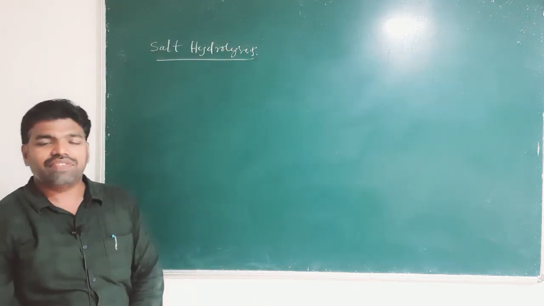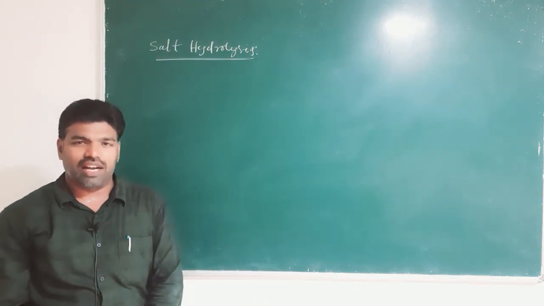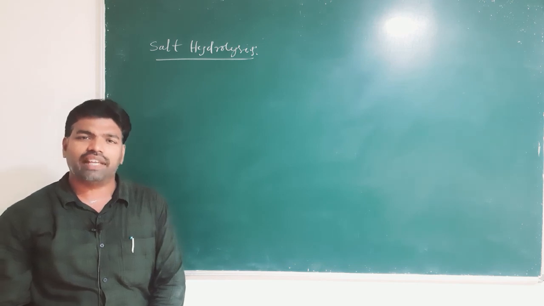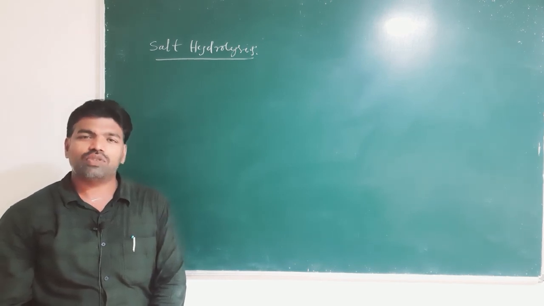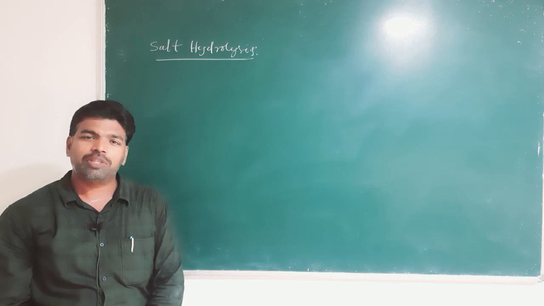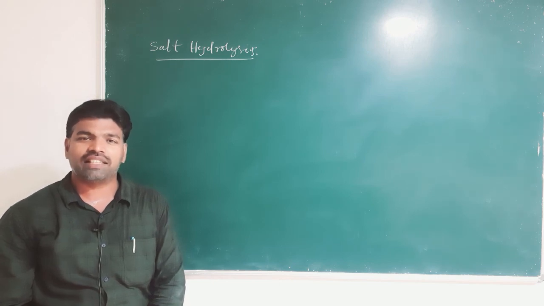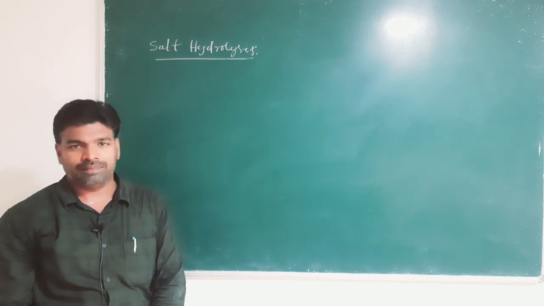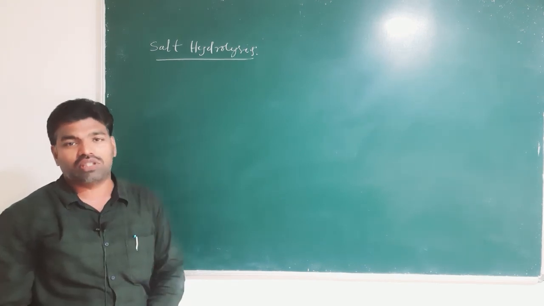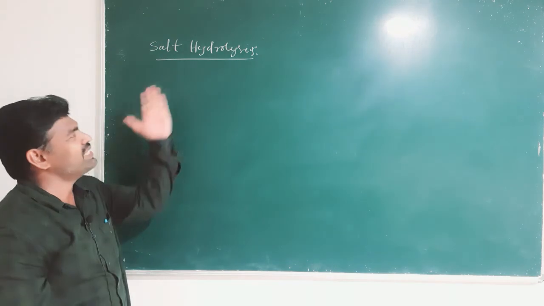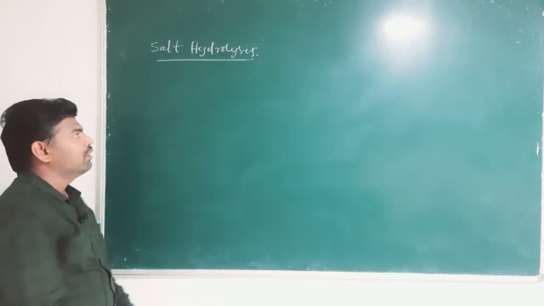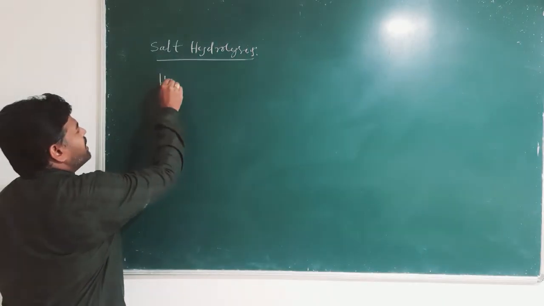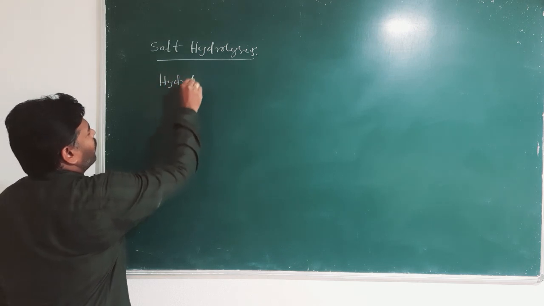From the last video we came to know the definition of salt. The definition of salt is a substance which does not release either H plus ions or OH minus ions in the first ionization. And we are going to learn about salt hydrolysis. Then what is the meaning of hydrolysis?